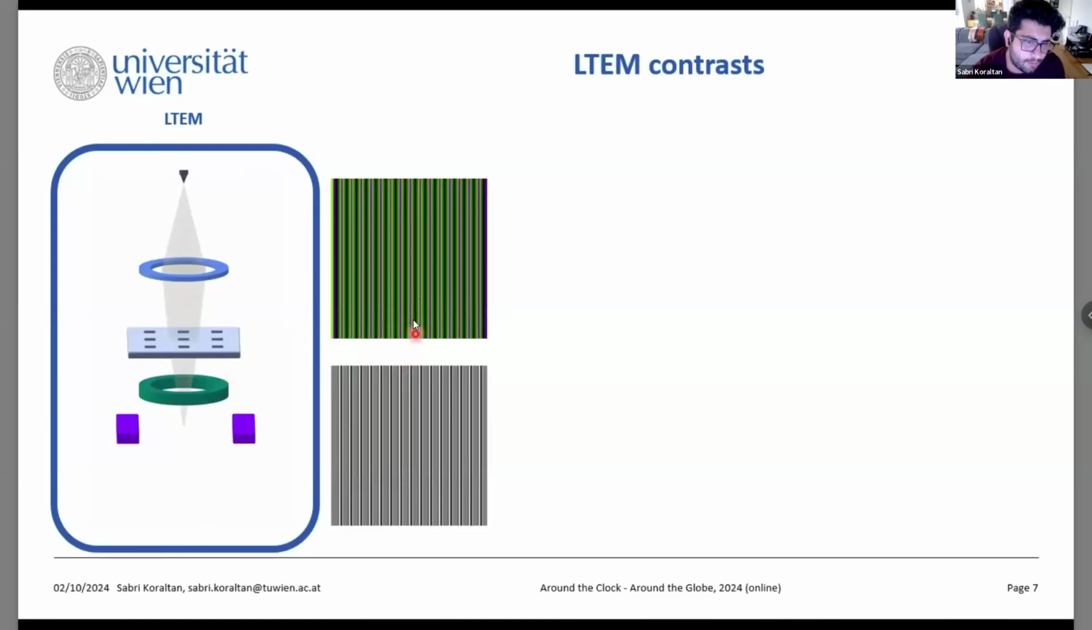So we can have a magnetic state. This is an up-down state, and all the magnetic domains in between, they point along the same direction. So they all point down in this case, for example. And when we calculate the LTEM contrast for this specific magnetic configuration, we see that the domain walls are highlighted. So whenever we see that domain walls are highlighted, it means that the magnetization of the domain walls of the stripe, they point along the same direction.